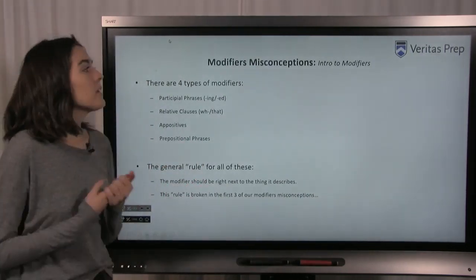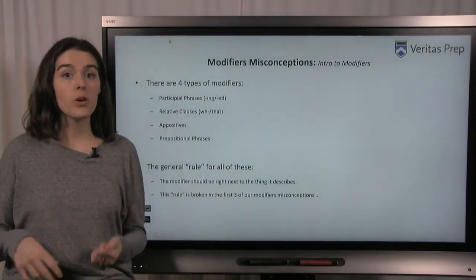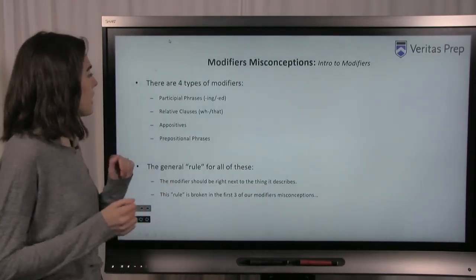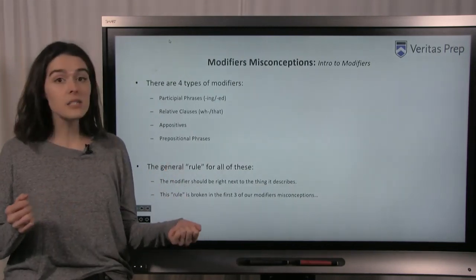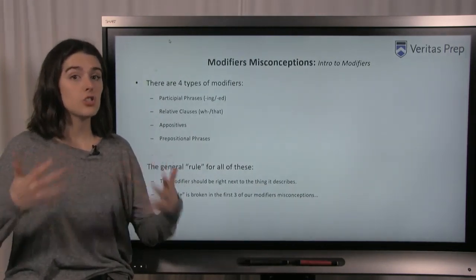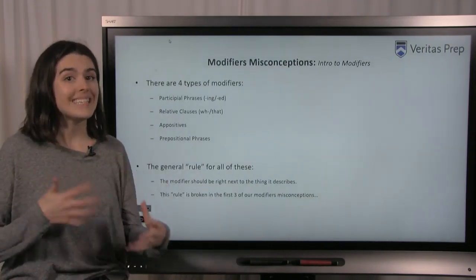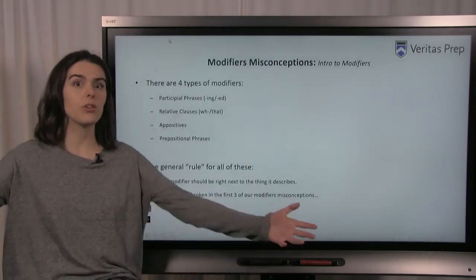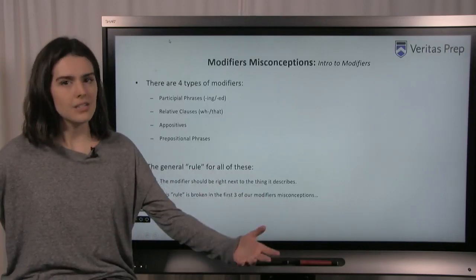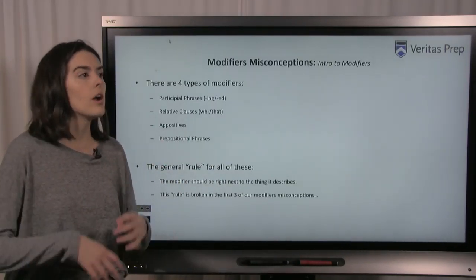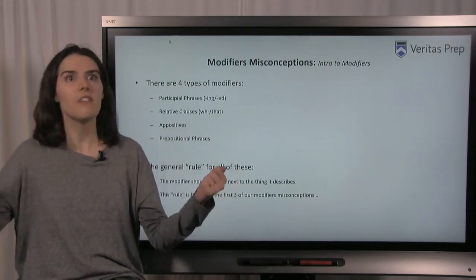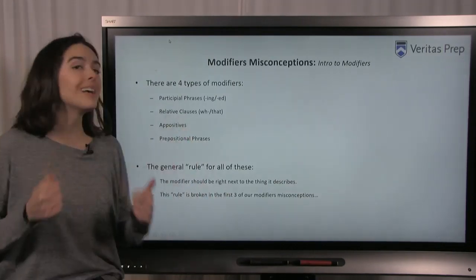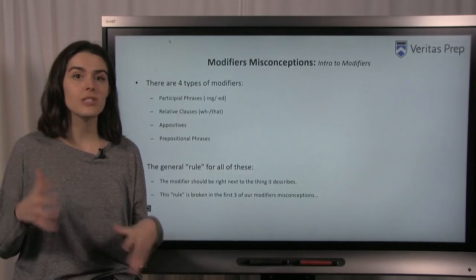All right, so quick intro to modifiers. There are four types of modifiers that we really need to be comfortable with in order to succeed here. So our first type of modifier is our participial phrase. Participial phrases are phrases that start with an ing word or an ed word. So a quick example would be, I ran through the haunted house screaming. Screaming, ing, is going to be a participial phrase. Or, I ran through the haunted house terrified. Terrified, ed, participial phrase.